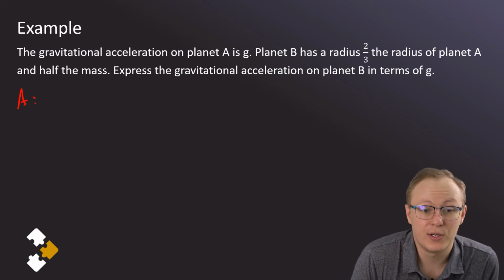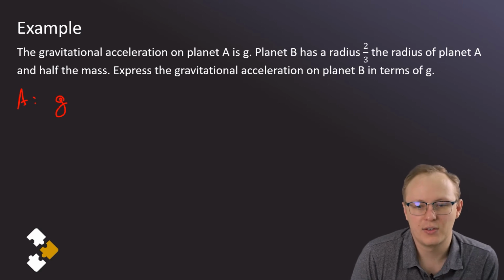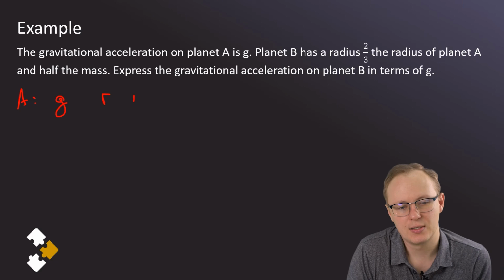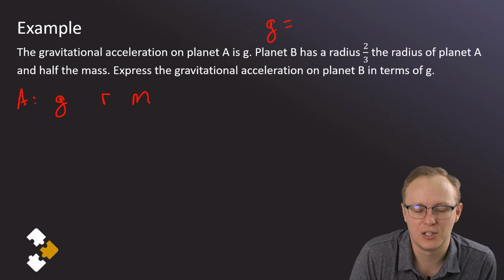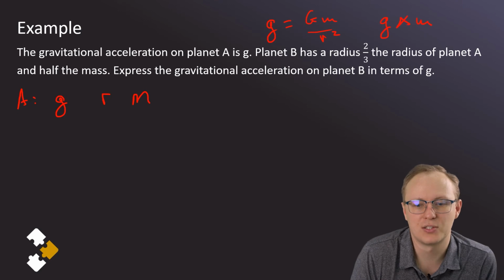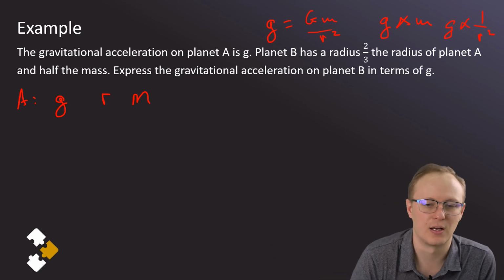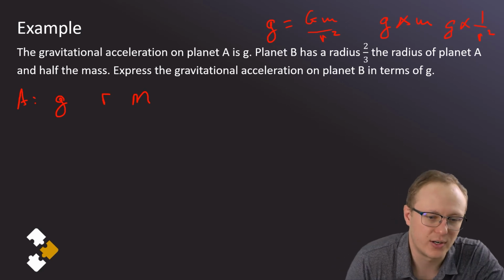Right, so for A, we know the gravitational acceleration is g. And here B is 2/3 the radius of A. So for A, I'm just going to call the radius r, and I'm going to call the mass m. Note here we're dealing with the formula g equals GM over r squared, where g is directly proportional to the mass of the planet, and g is inversely proportional to the square of the distance between the center of the planet and whatever it is that is experiencing that gravitational acceleration.